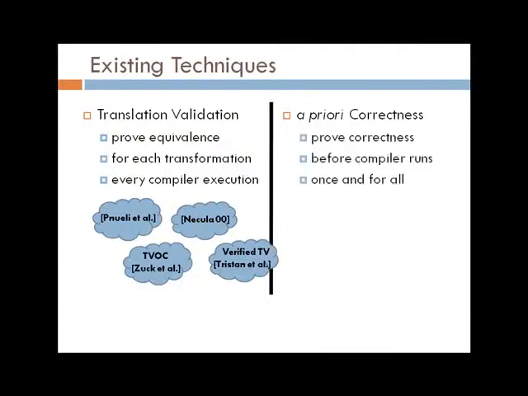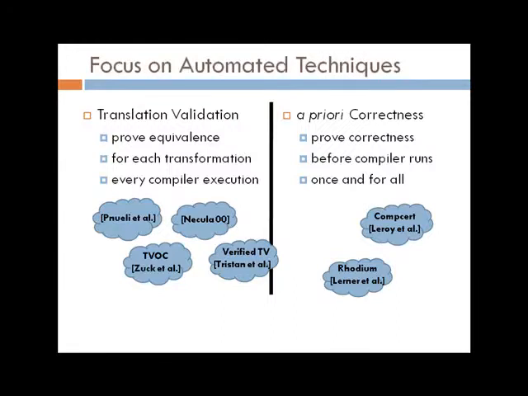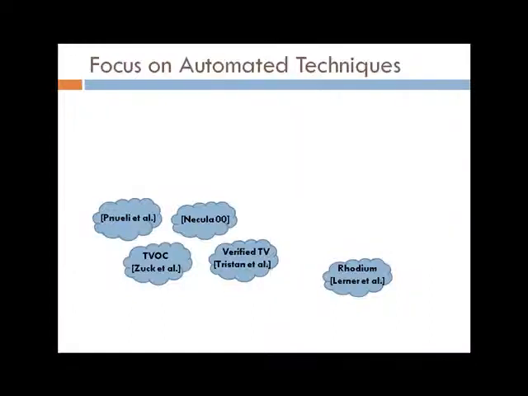The second approach is to directly prove the correctness of the compiler a priori, before it's ever run. This approach is taken by Leroy in the CompCert compiler, which is proved correct once and for all in Coq, and by the Rhodium system, where optimizations are written in a specialized language and proven correct once and for all. The technique I'm presenting is fully automated, so here we'll just focus on the fully automated techniques. This leaves Rhodium and all the translation validation work, from which I'll use the work of Necula and Zuck as representative examples. We'll evaluate these techniques along two dimensions.